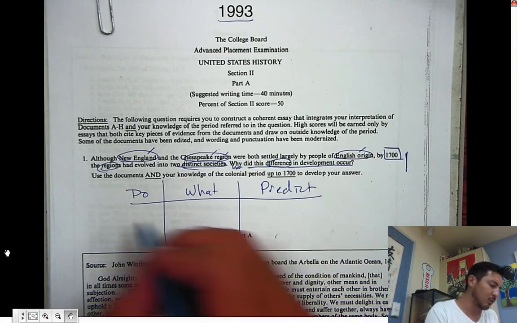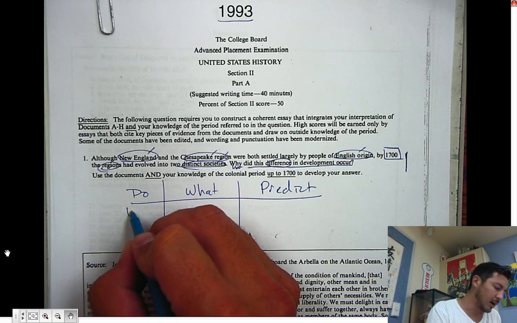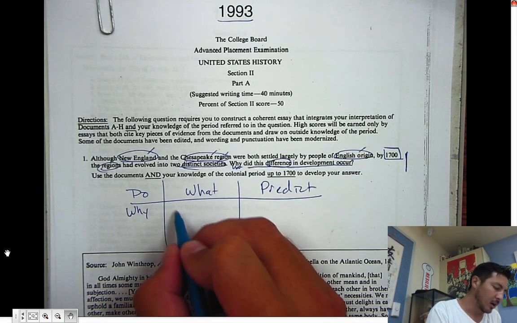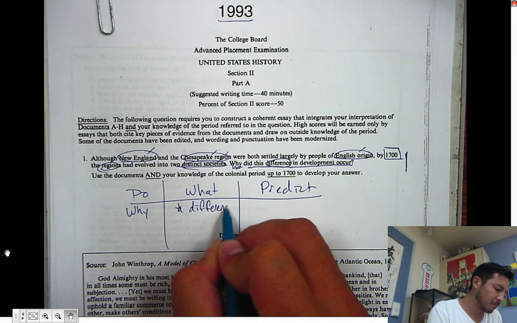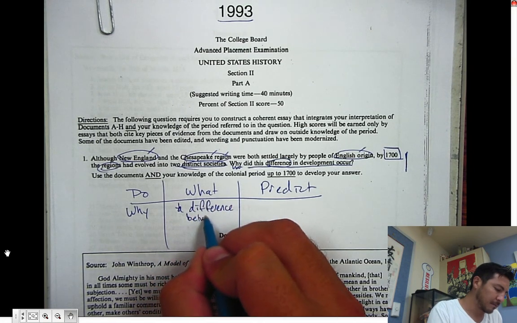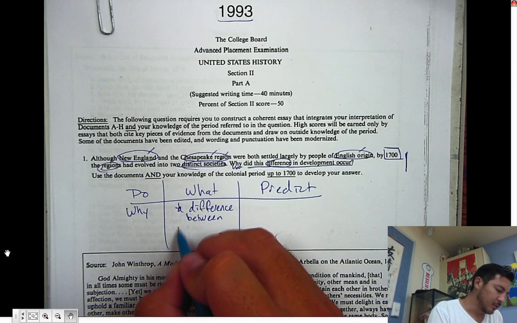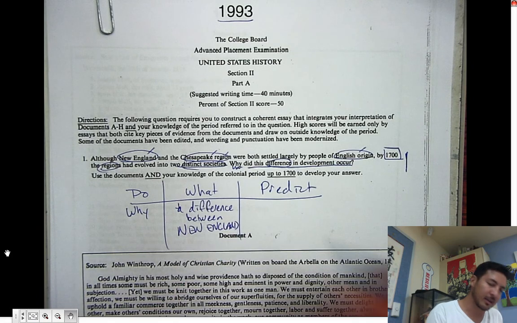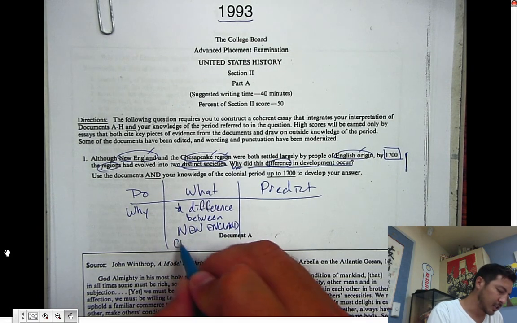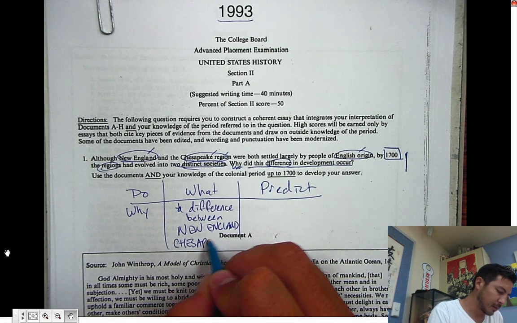So do, what, predict. What are we going to do? Well, we're going to try to figure out why, what, why there was a difference between New England, I don't know why I capitalized it, I think it's important, and the Chesapeake, so I'll do that as well.